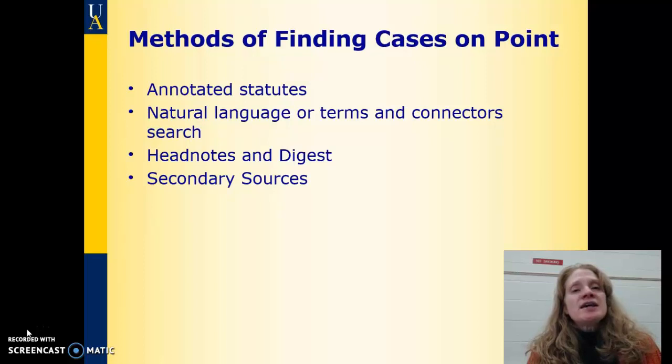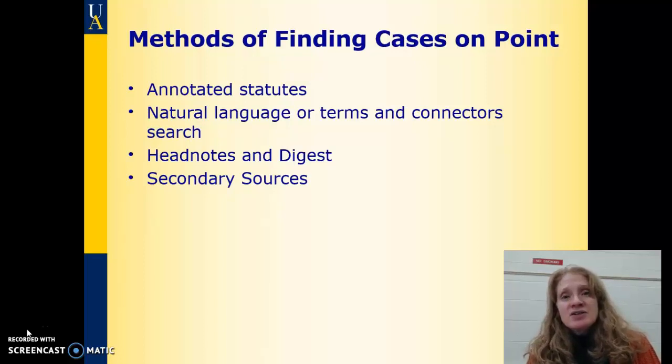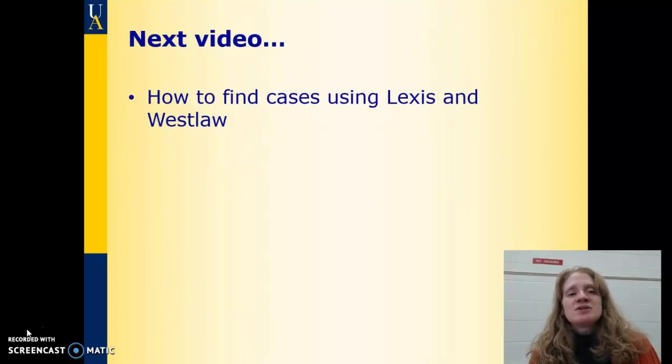Another method for finding cases on point, we talked about in an earlier video: natural language searching and terms and connectors searching. This is the point where you've composed your natural language search and your terms and connectors search, and you put it into Lexis and Westlaw, and you can use that to find cases on point. Another thing you can use is called headnotes and digests. That's going to be talked about in a later video. And you can also use secondary sources to find your case law on point. Okay, and as I alluded to, the next video is going to talk about how to find cases using Lexis and Westlaw.